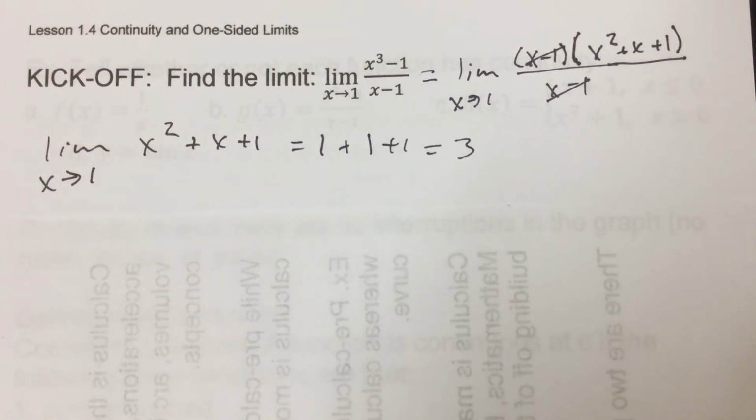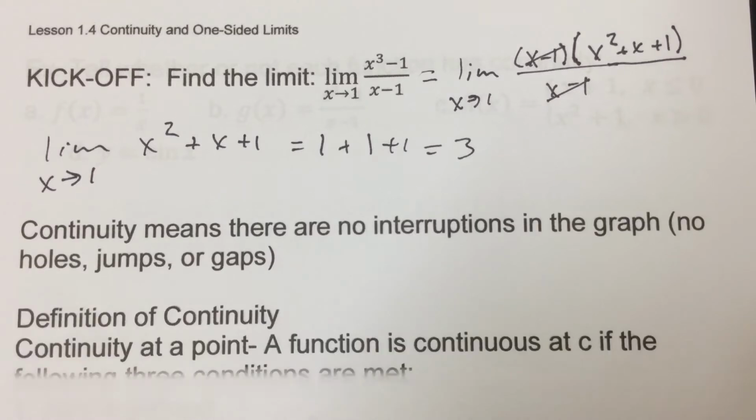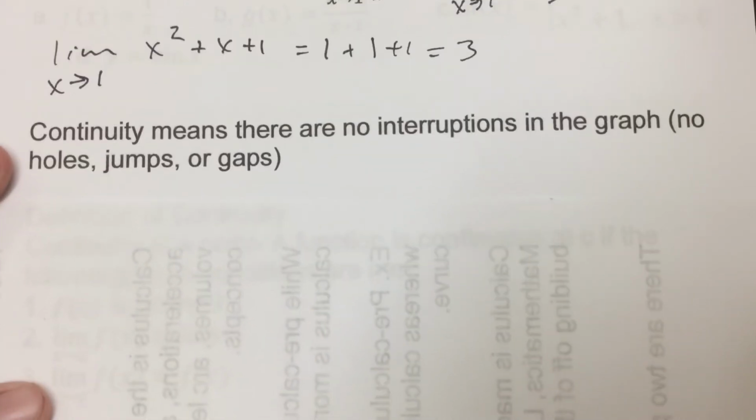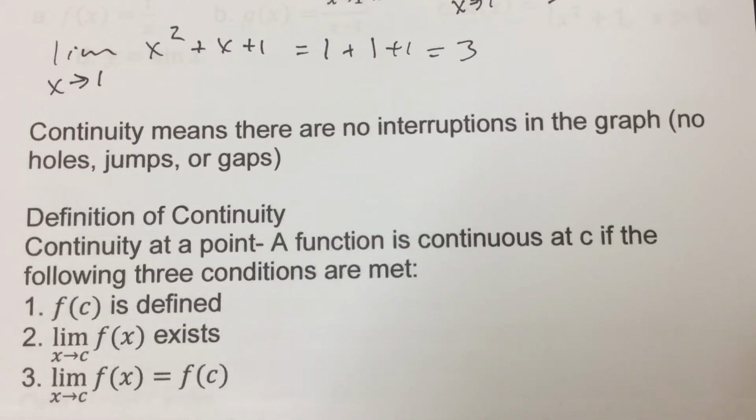So when we can't do direct, we'll find an equivalent equation. So factor it out, see if you can reduce some stuff, cancel some stuff out, and then make it work. Now, we're going to be looking at continuity. Continuity means that there are no interruptions in the graph, so no holes, no jumps, no gaps. So it goes straight on through. There's no spot where we skip, where it jumps to another one. It's straight on through with our graph.